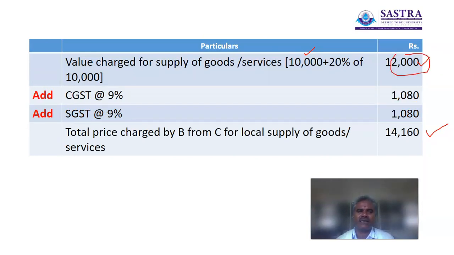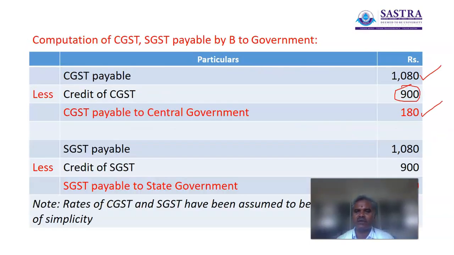Already we discussed that GST is a value added tax. How much has he added here? 2,000. Charge tax only on this 2,000 at 9%. This is 180. This is very, very important. And because he has collected two taxes, now this is the net amount payable to the central government.